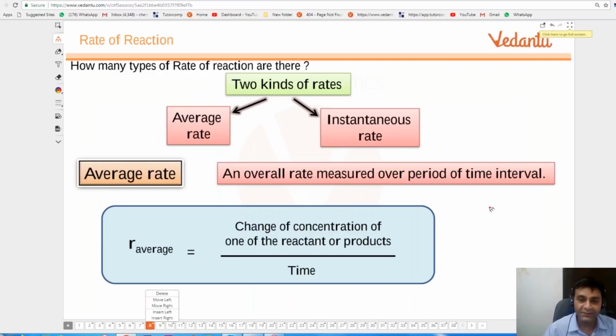Right. So two kinds of rates are there. One is the average rate, the other the instantaneous rate. Average rate means the overall rate measured over a time interval. So it is the change of concentration of one of the reactants or products upon change in time, right? I think this is not a big issue. Very, very simple things are there on the screen.